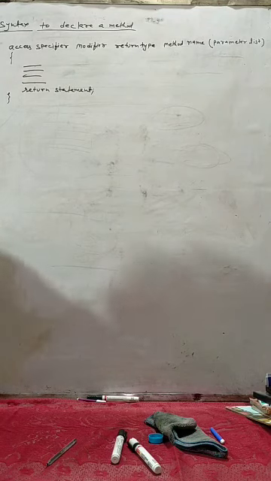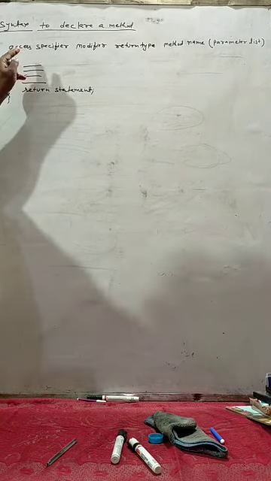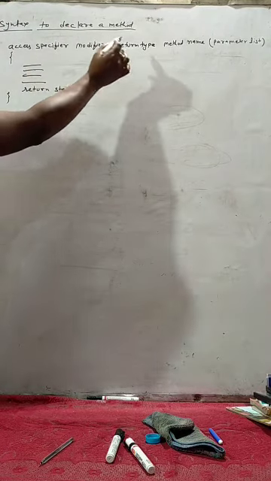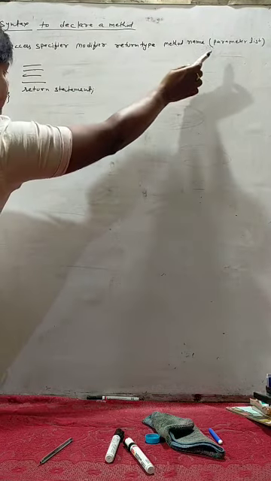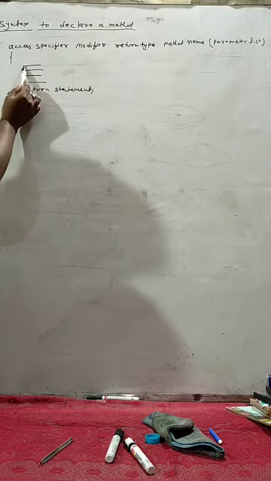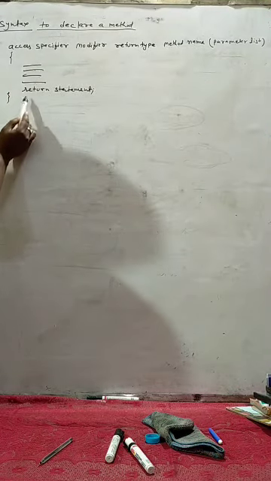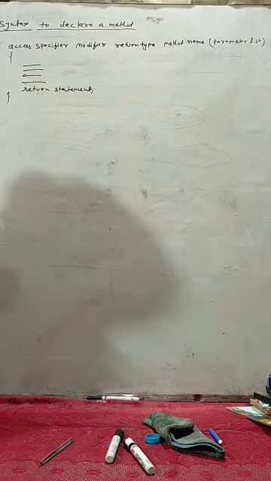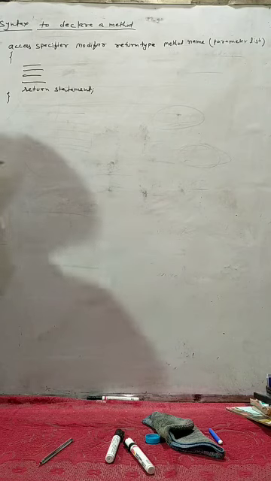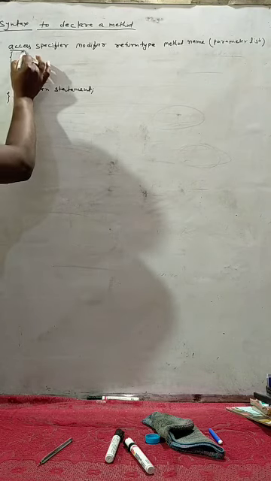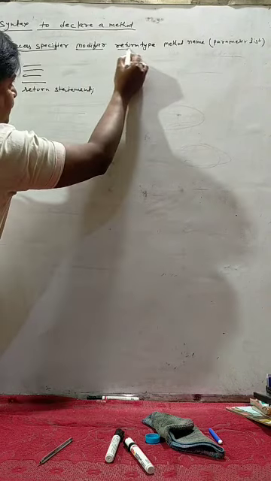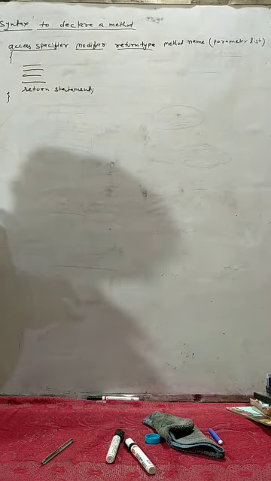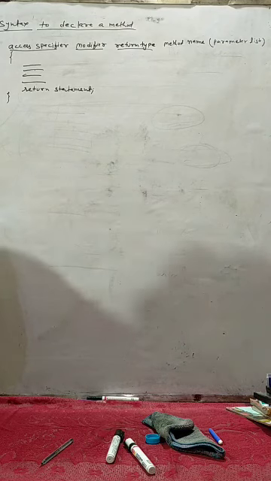Last day I explained the syntax to declare a method, which is access specifier, modifier, return type, method name, parameter list, opening bracket, then the method statements, at last return statement and the closing bracket. Okay, students, today I am going to explain each term of the method declaration part. I've already sent you the notes.